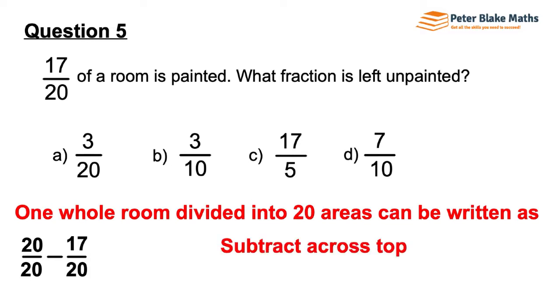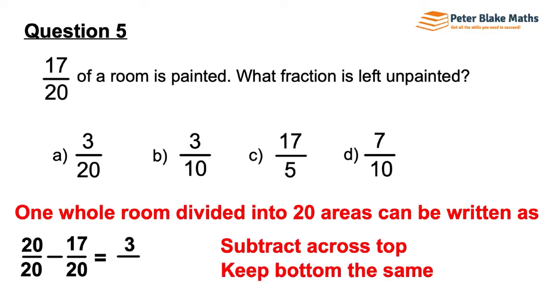So we subtract across the top and we get 3, and we keep the bottoms the same when we subtract fractions here, and we get 3/20ths. So I think you can see that 3/20ths of the room is left unpainted.